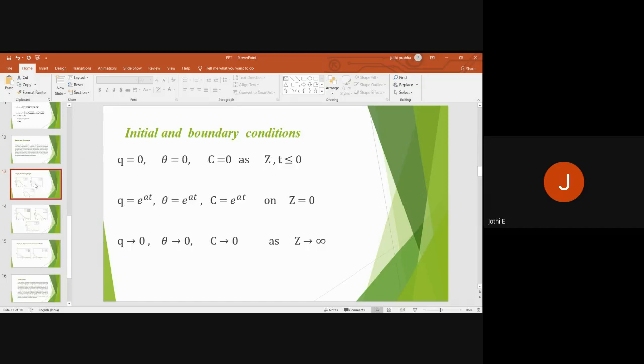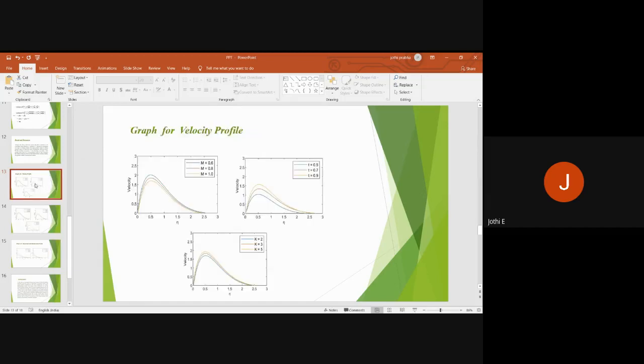Sir, I input all values in MATLAB software, sir. I got a diagram only, sir. Okay, next time I will show the diagram in boundary conditions also, sir. Thank you, sir.